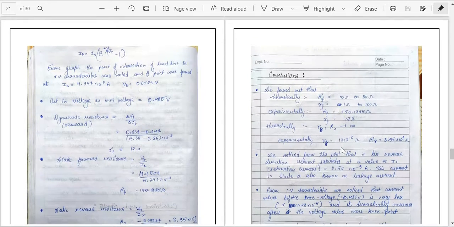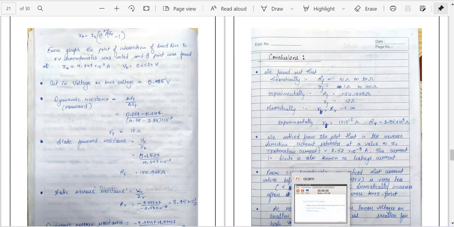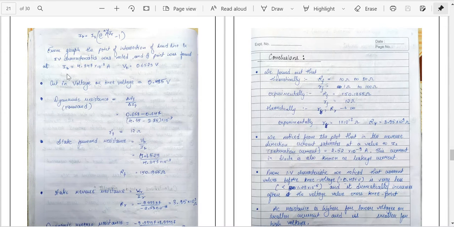So from the equation, for calculating the static and the dynamic resistance, we calculate it at the operating point, which is this point. This is the IV characteristic, and it is the load line, and the point where it intersects is actually the operating point. This point is at current equal to 4.347 times 10 to the power minus 3 ampere, and voltage equal to 0.6529 volt. And this is the cut-in voltage I have written over here.